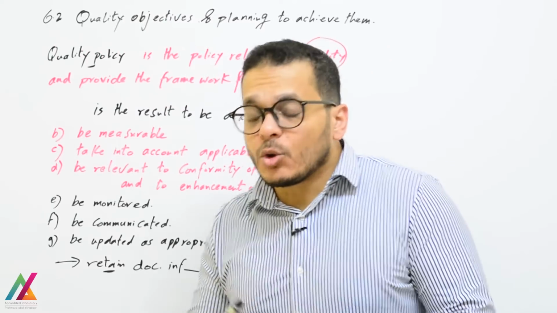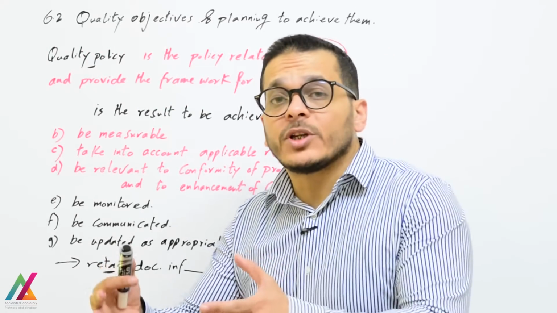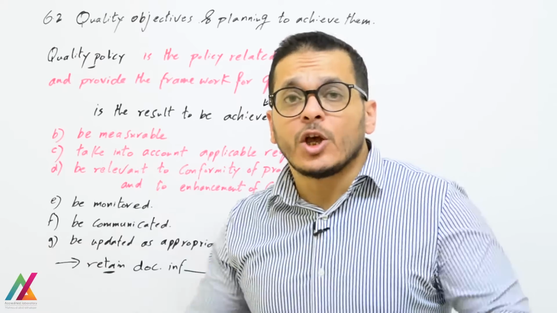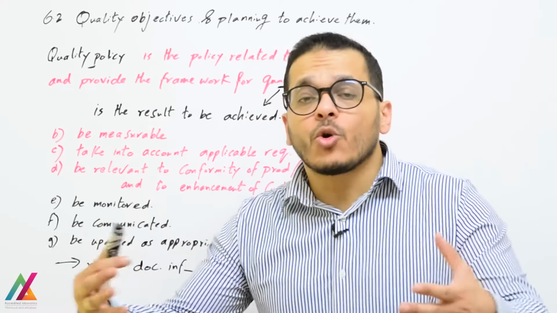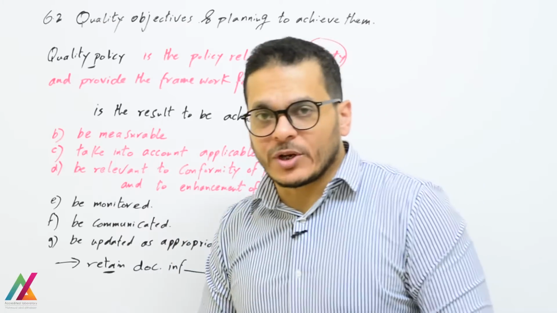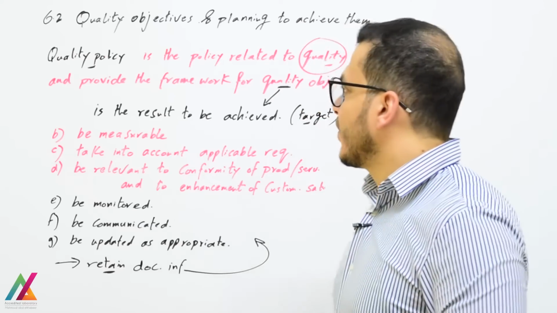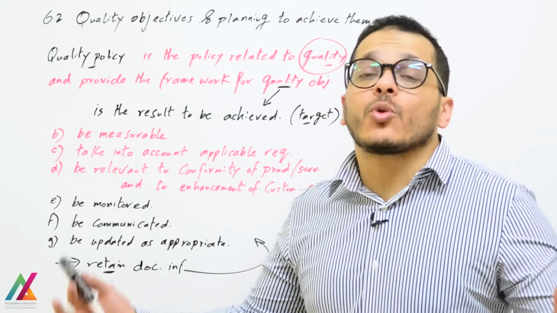And as you know, in the organization there are different types of policies: quality policy, safety policy, management policy, and other policies. All of them should be coordinated together to achieve the policy of the organization. But quality policy is the policy related to quality, and it provides the framework for quality objectives.